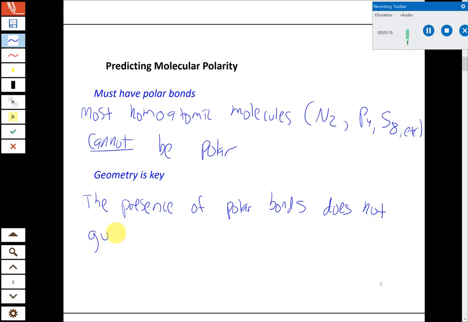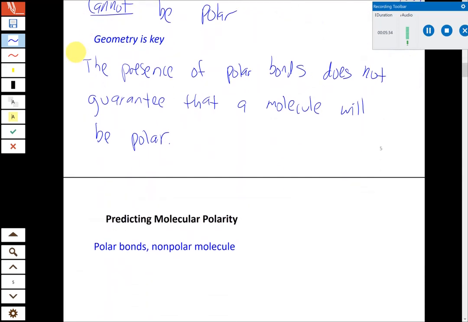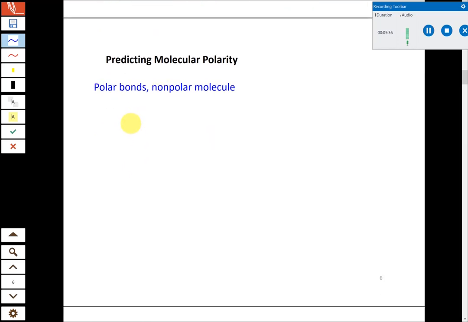So we learn how to determine the three-dimensional shape of a molecule using VSEPR, and that three-dimensional shape is going to be key for deciding whether or not the molecule is polar. If it has polar bonds, it could be polar, but it's going to be determined by what that geometry is. All right? And so the key thing we have to think about is, in a molecule that has polar bonds, whether or not the individual bond dipoles cancel each other out.